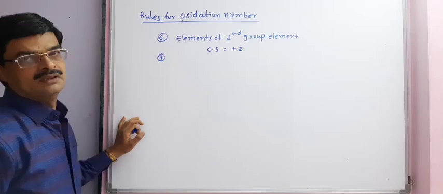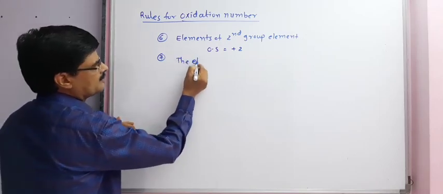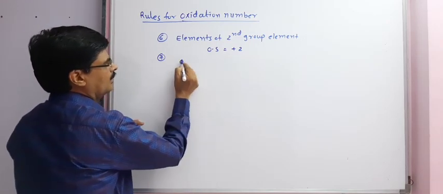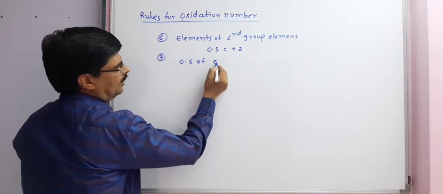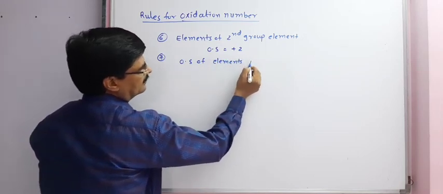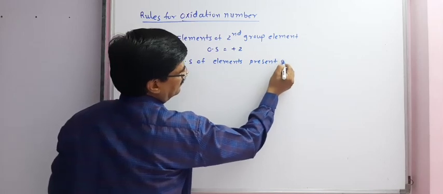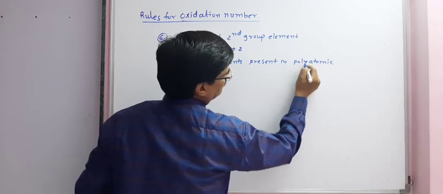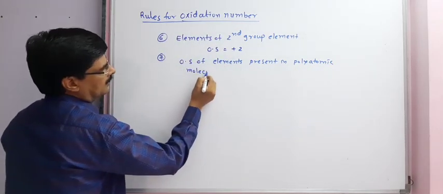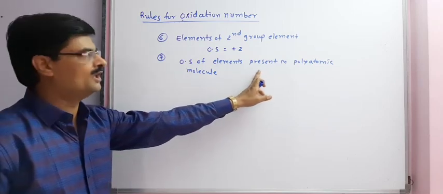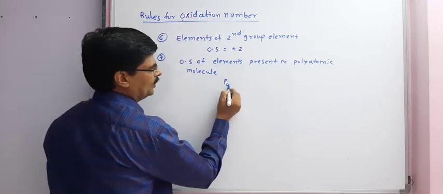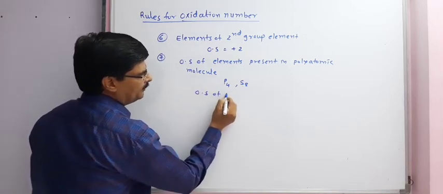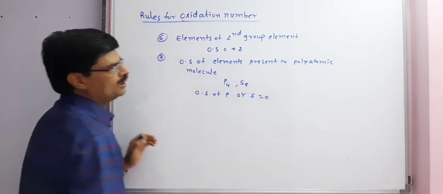Seventh rule: the oxidation state of elements present in a polyatomic molecule. For example, P4, S8, the oxidation state of phosphorus or sulfur is equal to 0.